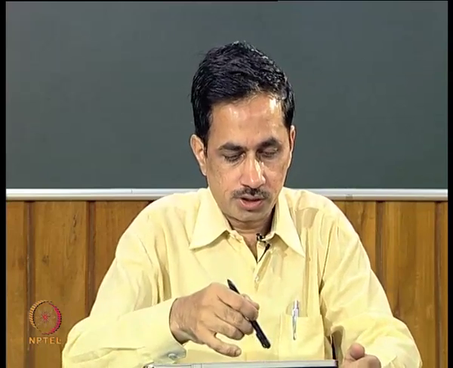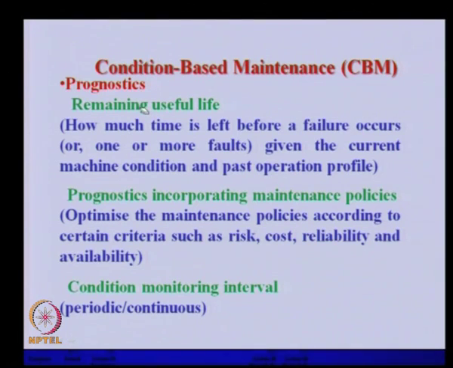Now, coming to the prognostics, there are several things which we can predict, like the remaining useful life of the machine. So, how much time is left before a failure occurs or one or more faults appear, given the current machine condition and the past operation profile. Once we have the condition based data and the previous history of the machine, we can predict the remaining useful life of the machine. This very pertinent prognostic prediction will be there for a machine.